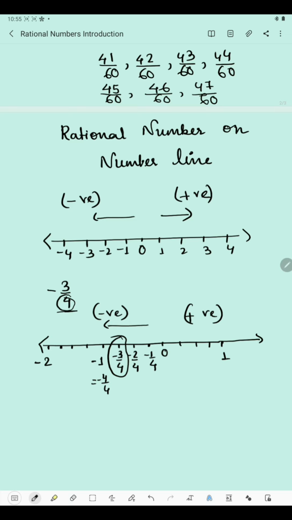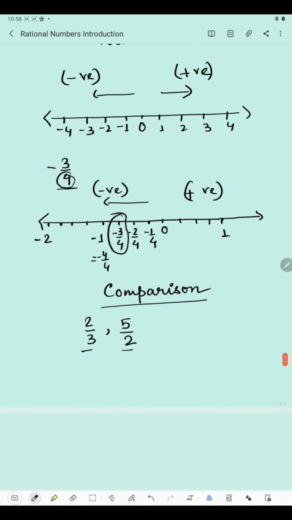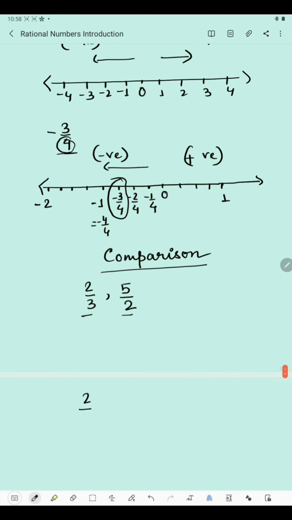Okay, now our next topic is comparison. Now if I take two rational numbers, say 2 by 3 and 5 by 2, how do we compare which is greater or which is smaller? So we will have to make the denominator the same. Okay, so what is the LCM of 3 and 2? It's 6. So we will have to make the denominator 6.